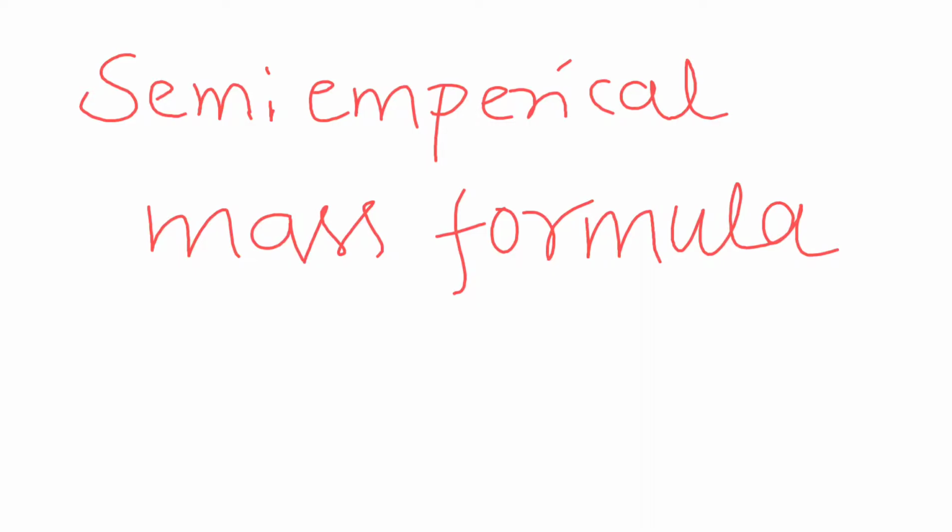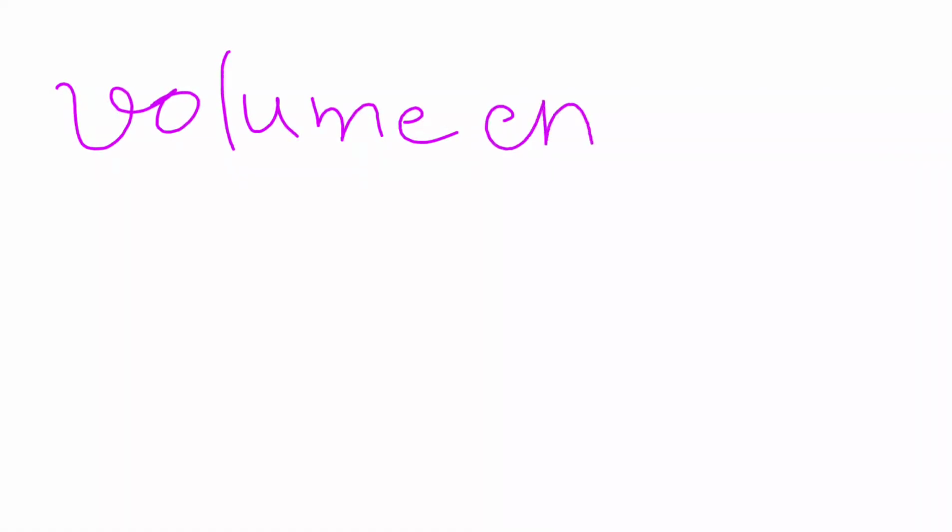This is one of the important derivations, the semi-empirical mass formula. Here there are various factors involved like volume energy, surface energy, Coulomb energy, asymmetric energy and pairing energy, and finally the binding energy curve. First one is volume energy.